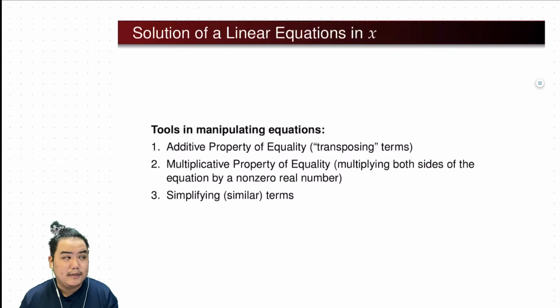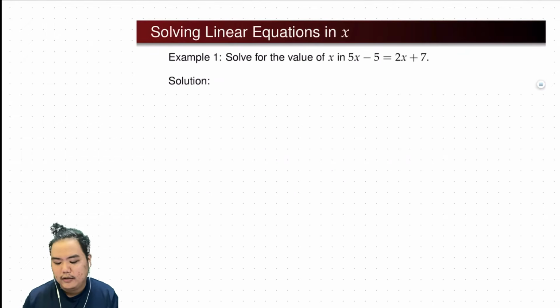Or mas madalas ata ginagamit na divide both sides by a non-zero number. Okay, and simplifying similar terms. Okay, pag linear equation, ito lang ang payo ko. Lahat ng may variable, ilipat sa left. Lahat ng walang variable, ilipat sa right. Or vice versa. Sa left yung walang variable, sa right yung may variable.